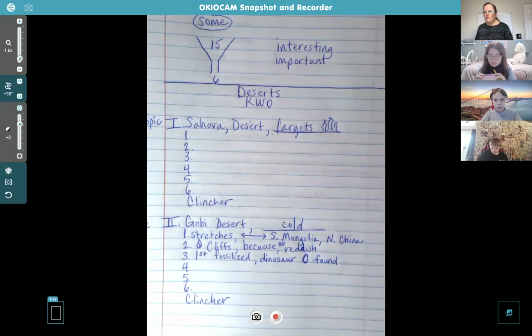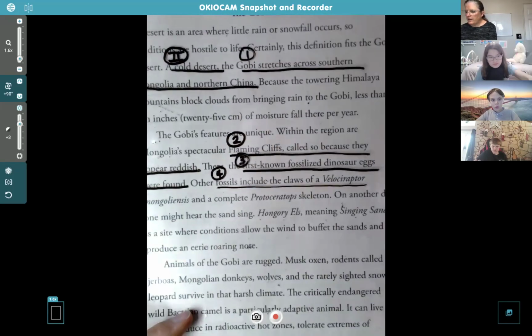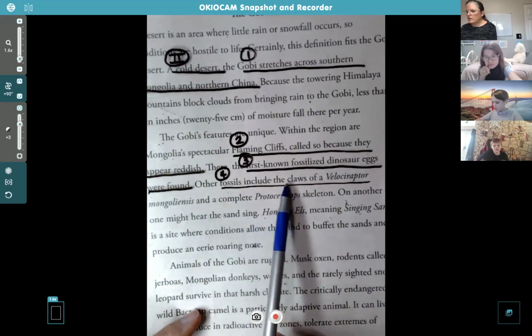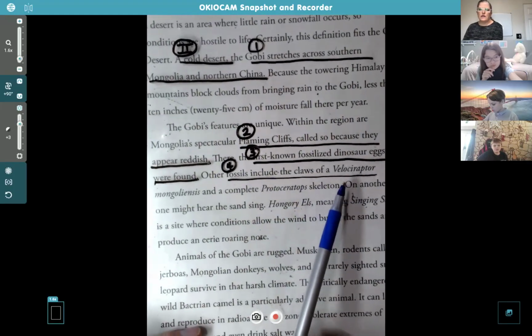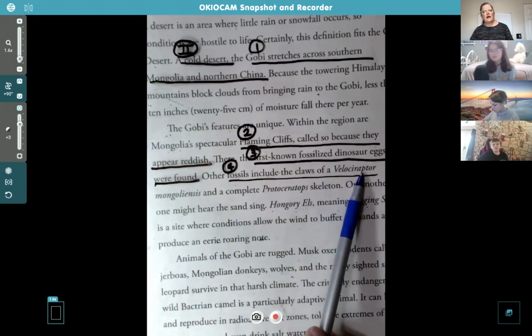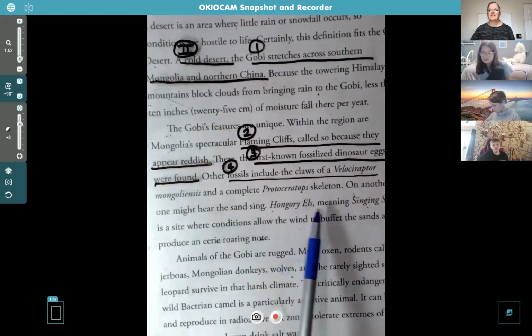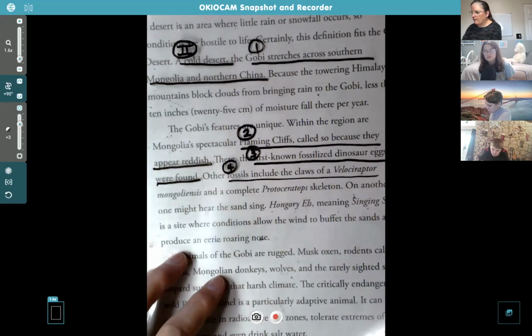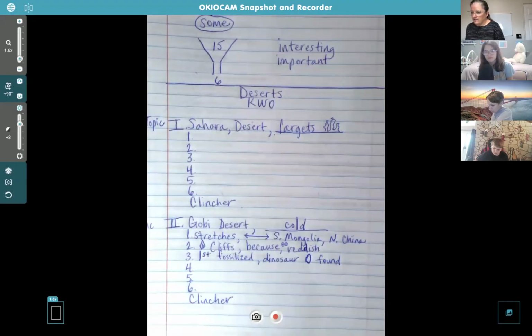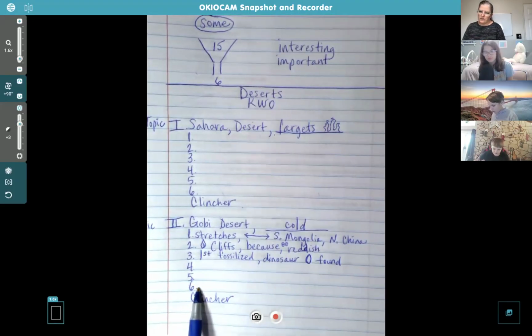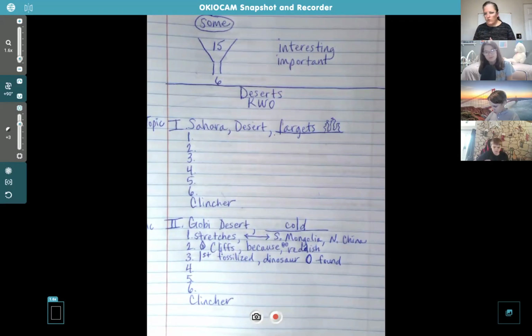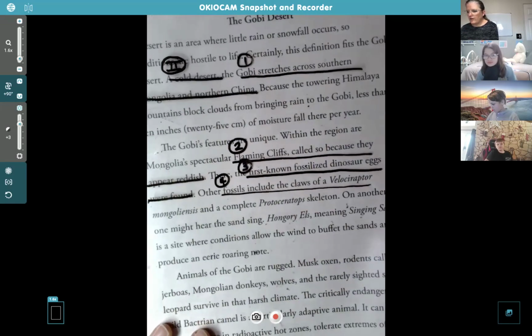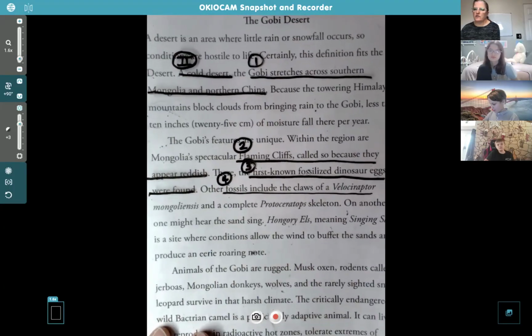All right, so one more, Sydney, that we did together. This one that says fossils include the claws of a velociraptor. And by the way, if you guys don't want to use that one and you wanted to include maybe the singing sands part, that's okay. You basically need to have 3 more facts here for 4, 5, and 6, but you get to pick which ones you want to put there. It's hard because remember, we're only telling some information. So what do you think, Sydney? Should we use that one about the velociraptor, or did you want to pick something else to put right there?